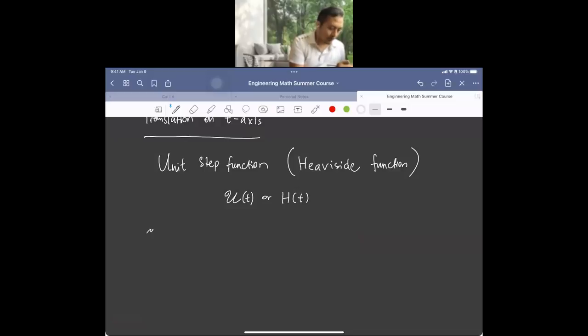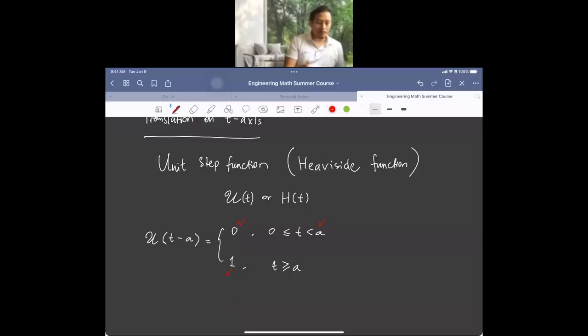The basic idea for this unit step function, the definition is: the unit step function u(t minus a) is defined to be 0 for 0 to a, and 1 from a forwards. So what does the function tell us? The function will be valued as 0 on the interval from 0 to a, and it is going to be 1 for a to infinity.